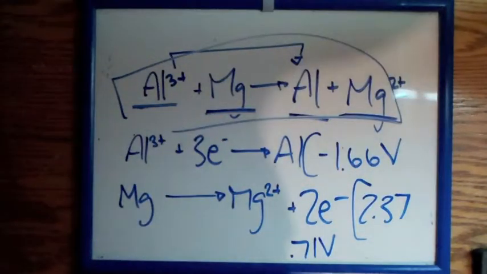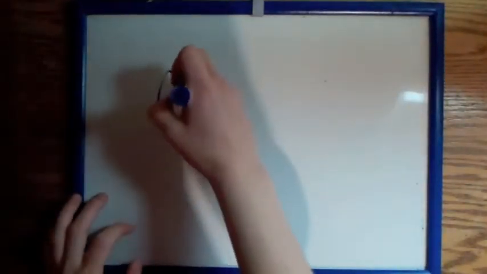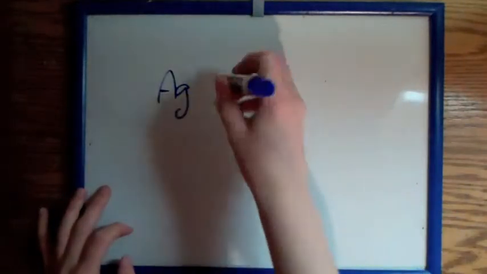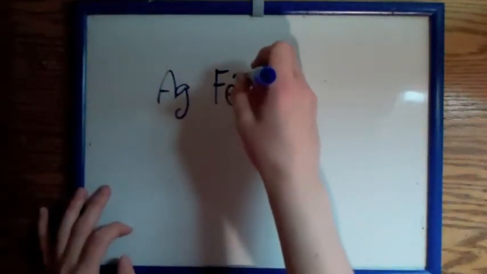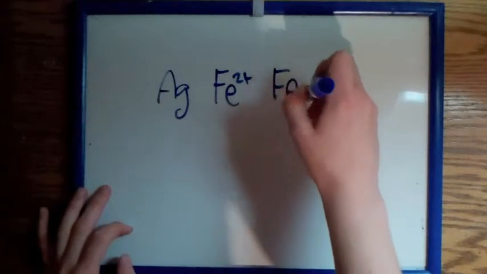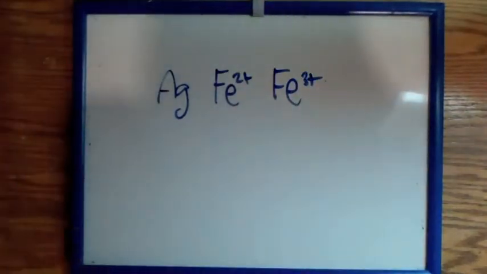If you remember, the reduction of silver ions is 0.80 volts. And then the other one was the other way around. So if we flip it, it's negative 0.77 volts. If you calculate the cell potential, you just add them up, and you get 0.03 volts. And there you go.